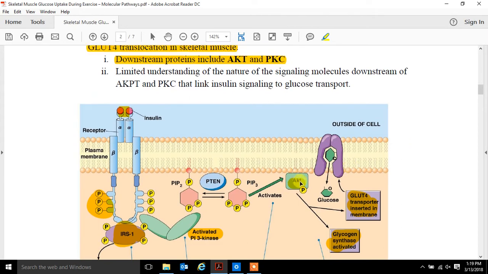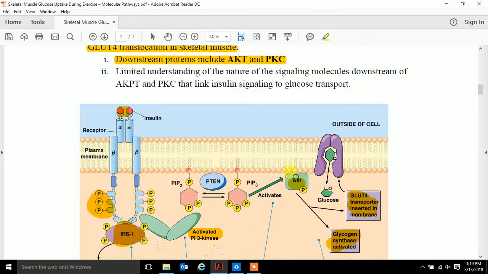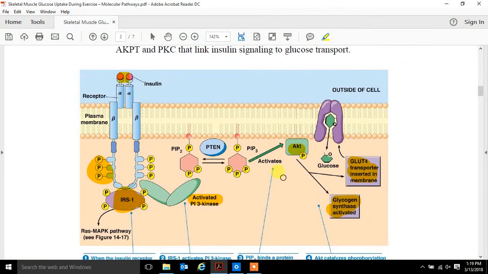We have to stop right about here. As I've pointed out in point 2, we really have a pretty limited understanding beyond that. We go to AKT, protein kinase C, and really we're not sure what happens beyond that. But we know this is the next major step.